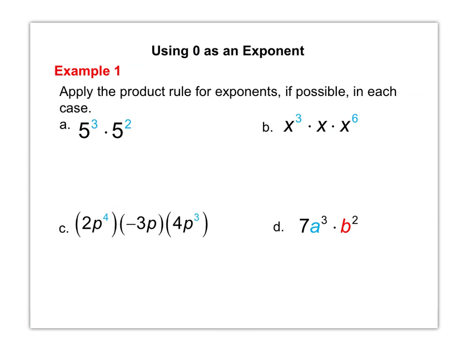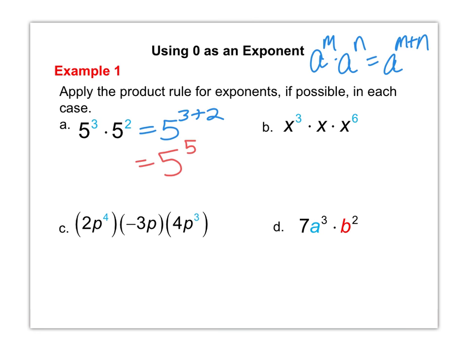On this slide, we're going to do a few examples. Apply the product rule for exponents. In part A, we have 5 to the third power times 5 to the second power. Remember, the product rule is a to the m times a to the n equals a to the m plus n. If the bases are the same and you're multiplying, then you can add the exponents together. So this would be the base of 5 raised to the power of 3 times 5 to the power of 2. We can add those exponents together, and we can write our final answer as 5 to the 5th power.